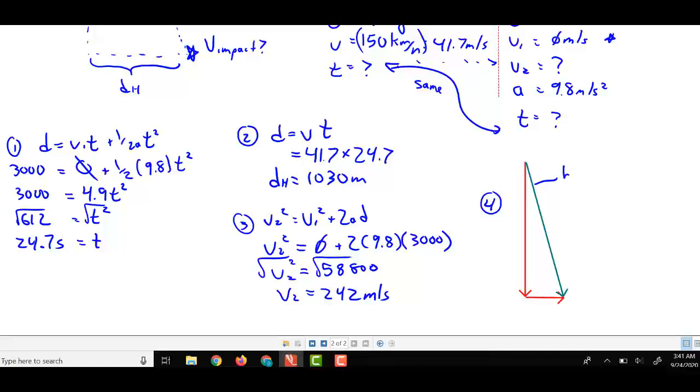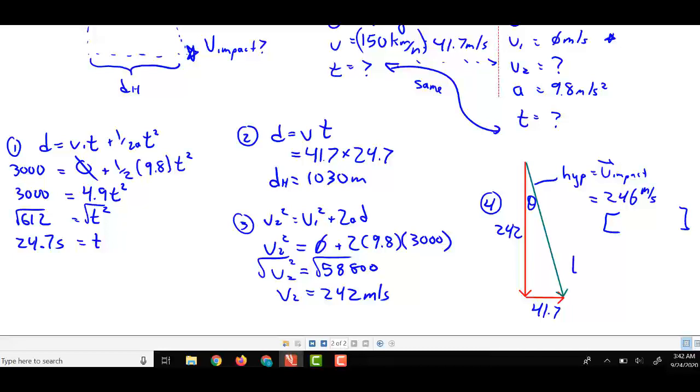So my hypotenuse is my V impact. And if this side at the bottom is 41.7, and our vertical velocity here is 242, we'll discover this is a pretty skinny triangle. I should have actually made the 41 even smaller. And what we find is that our V impact here is about 246 meters per second, but we don't have a direction yet.